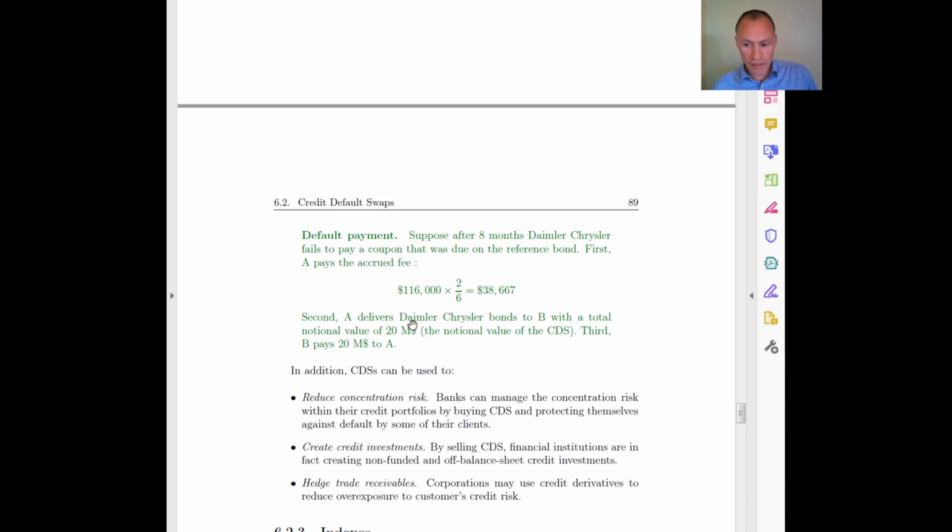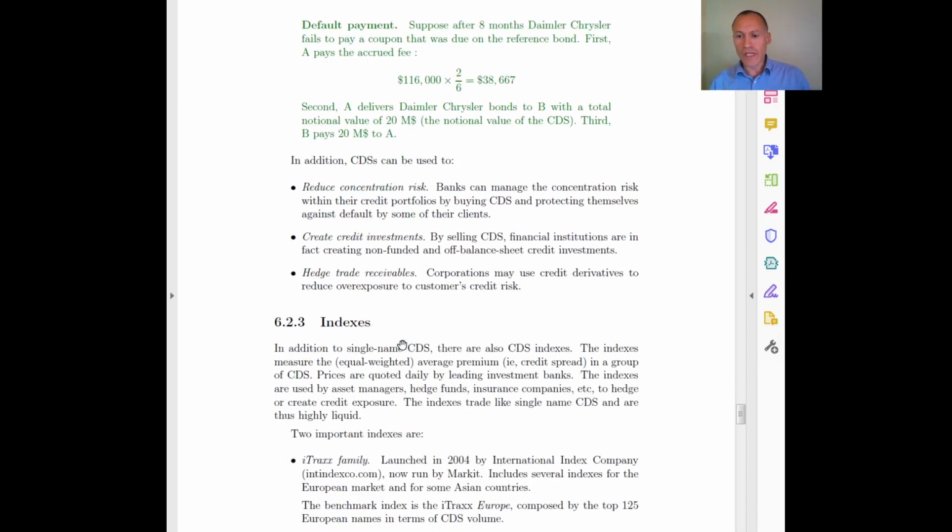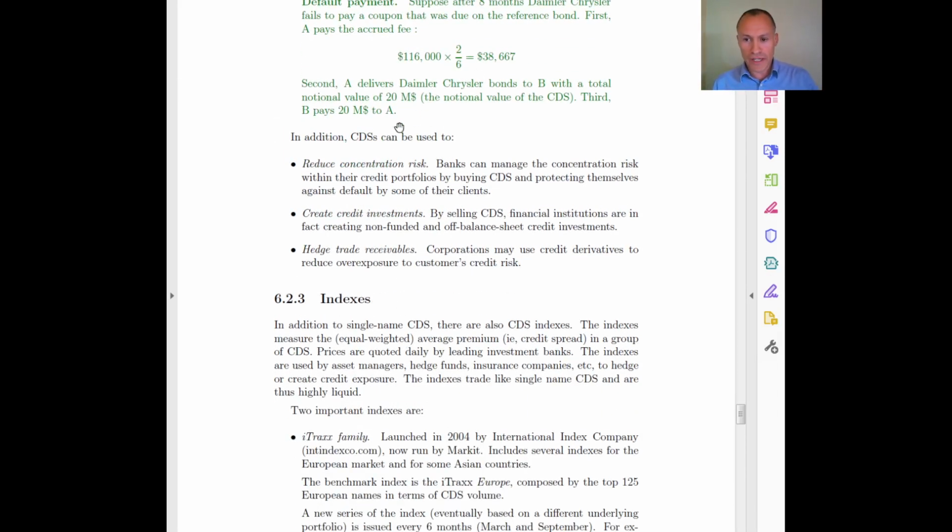20 million. Again, we are receiving this amount of money, but we are giving these bonds that are now worth, say, a recovery rate of 40%, for example, of this amount. So the net outcome, once more, is that A receives the LGD, the loss given default. So this is a typical application of CDSs. We can also use CDSs for other applications that you see here, like reducing concentration risk, creating credit investments, hedging trade receivables, and so on.